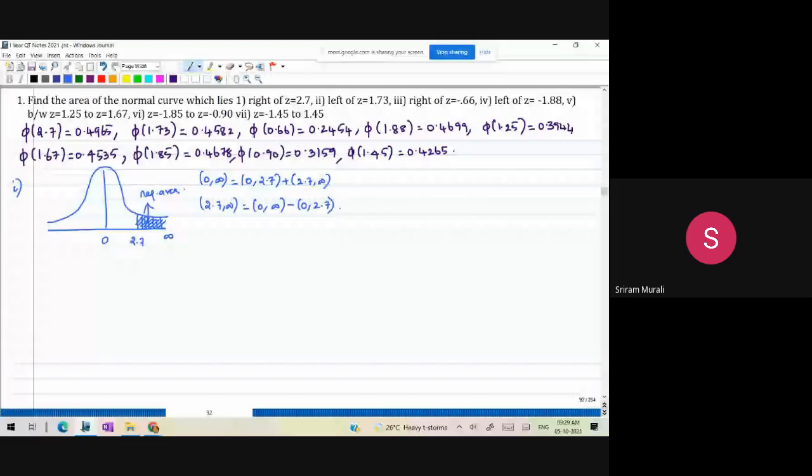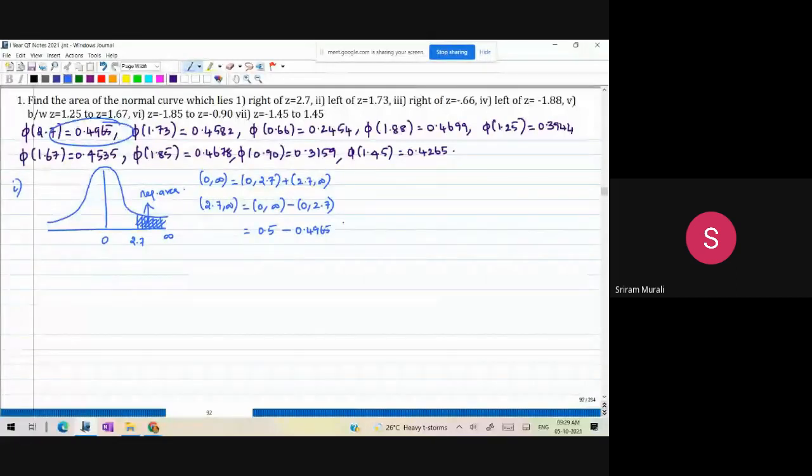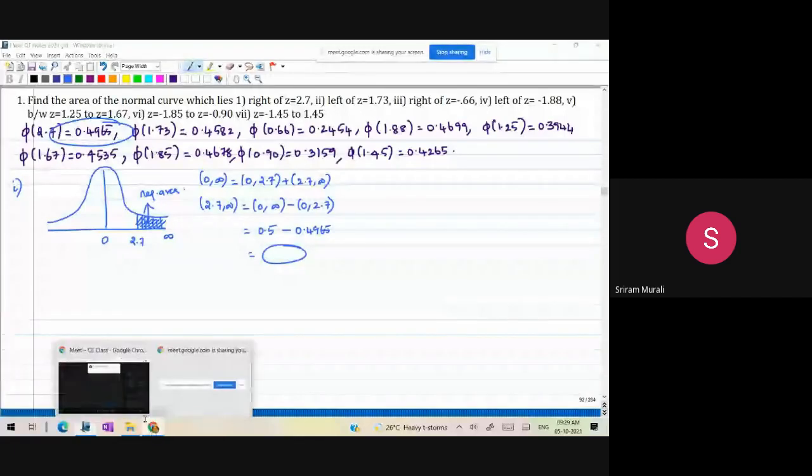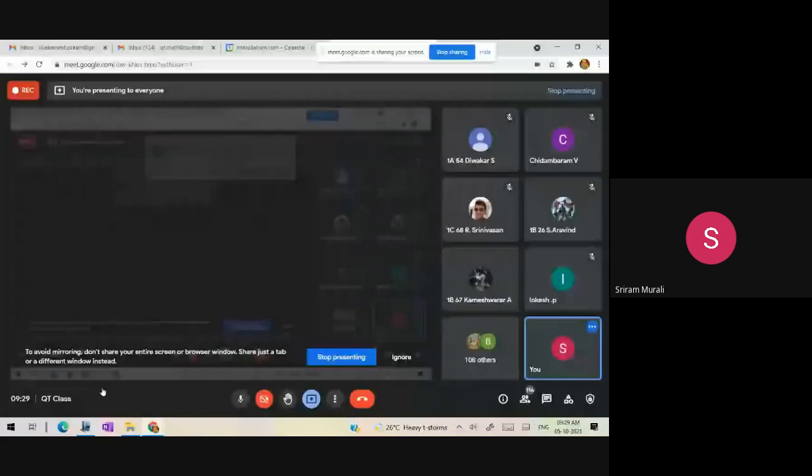Now the right hand side area, you know, is 50%, 0.5. The left hand side area is 0.5. So the total probability will be 1. That is why it is symmetric. The 0 to 2.7 value is given here. This is 0.4965. Whatever answer we get, that much percentage is covered. The rest is not covered; the remaining is not taken.